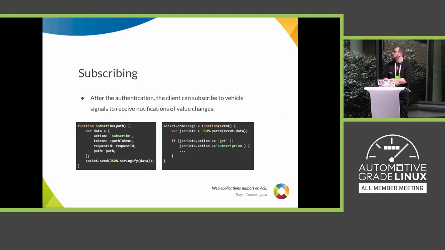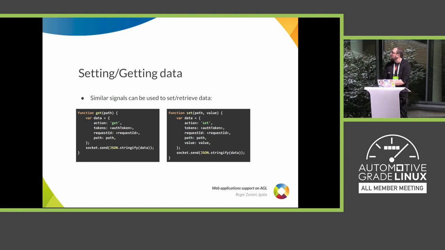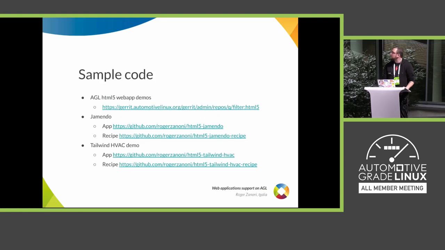And here is how you can subscribe to a signal. After doing that, you will start receiving messages from the server. And when you receive something on this WebSocket, you can just check for data and see what you received. That's how we implemented it on our demos. And just a couple of helper functions to get a value from some path on Kuksa or set values. And here's where you can access all the sample code that I added in this presentation. This is going to help to understand how you can add new applications.